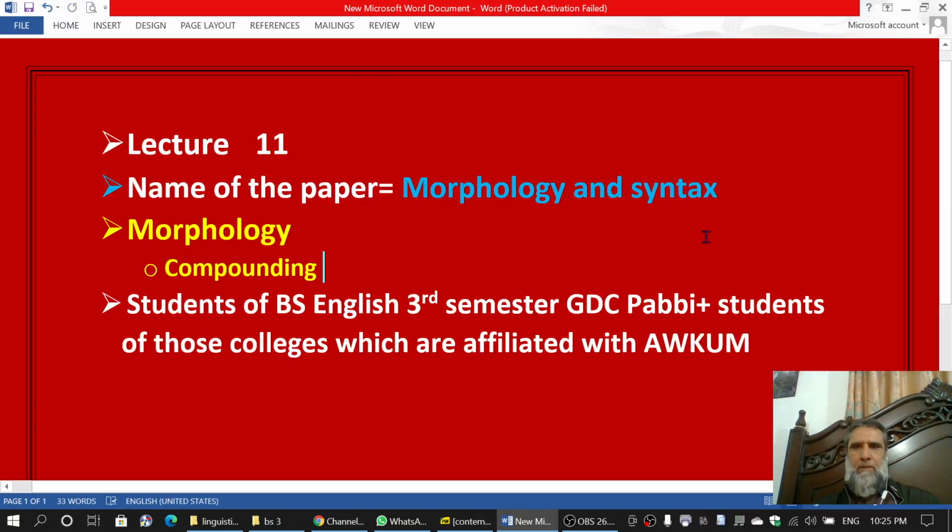The name of the paper is Morphology and Syntax. The chapter is Morphology and the subtopic is Compounding. This lecture is specifically for the students of BS English third semester GDC PABI and also for the students of those colleges which are affiliated with Abdul Wali Khan University.